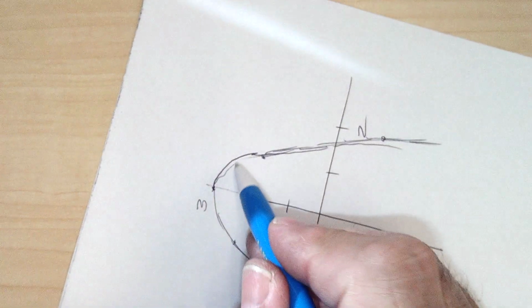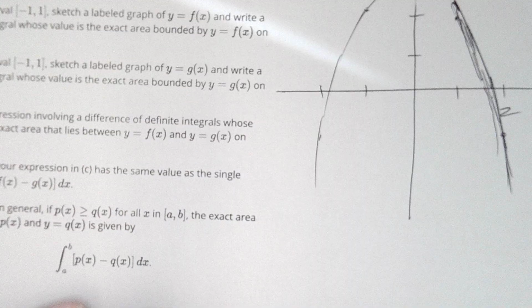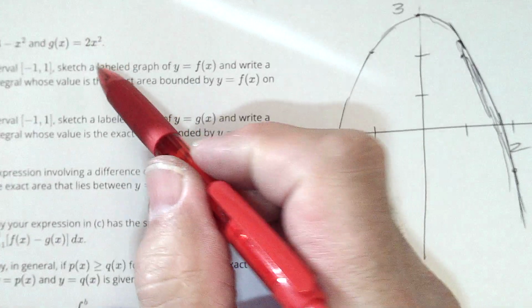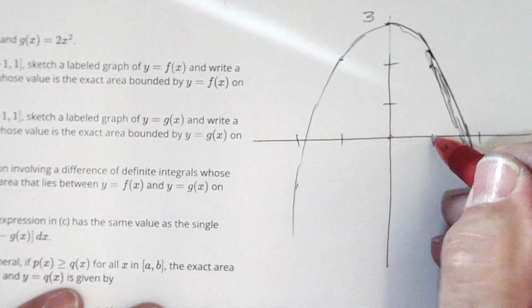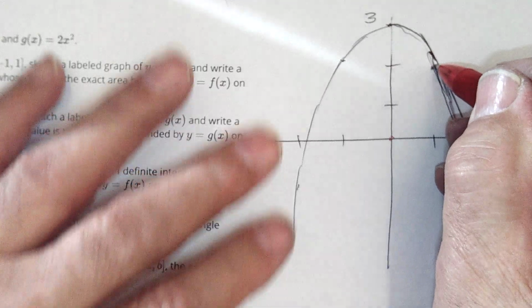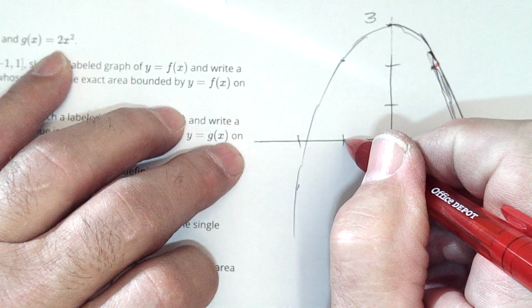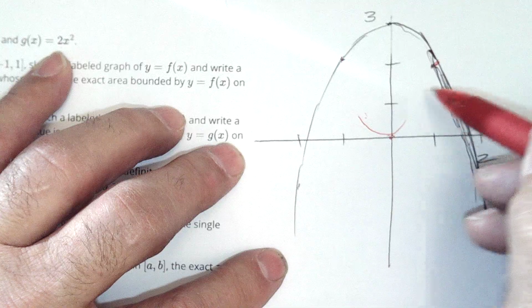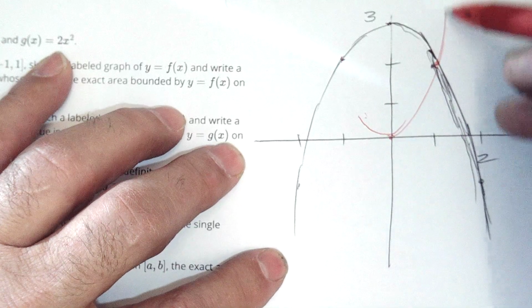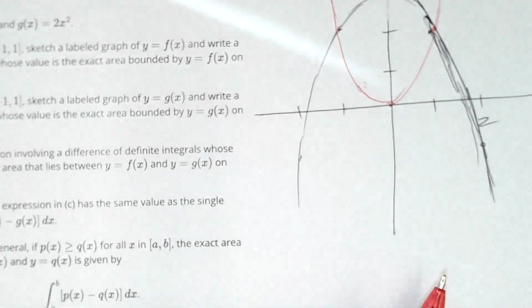I'm going to turn this so I can do a better angle. There we go. And then we have the second one, which is 2x squared. 0 squared is 0, 1 squared is 1 times 2 is 2. And minus 1 squared is 1 times 2 is 2. And it looks something like this. Okay.